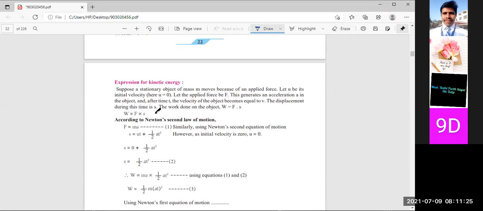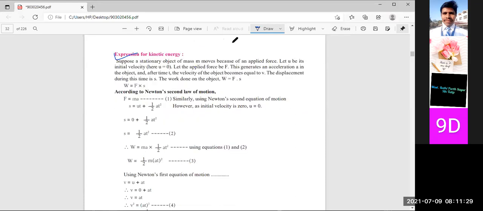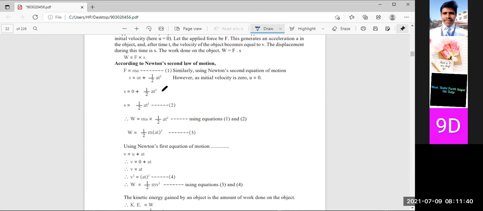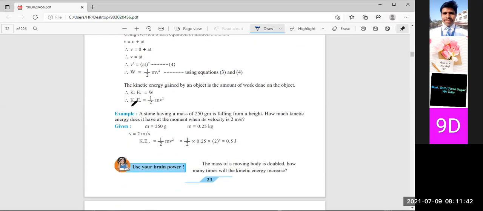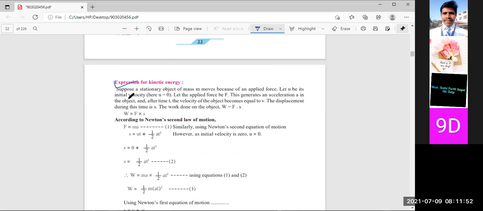From this, suppose the mass is m. Work is equal to F into S. F is equal to ma. Like this, you will get the kinetic energy formula equal to half mv square. Got it, students? Yes or no? Sir, can you tell one more time?